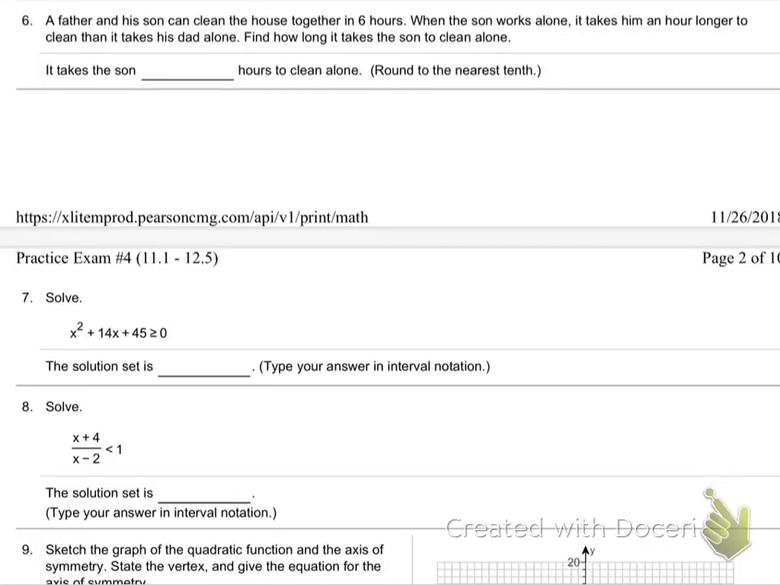Me and my son cleaning the house. My wife would laugh.